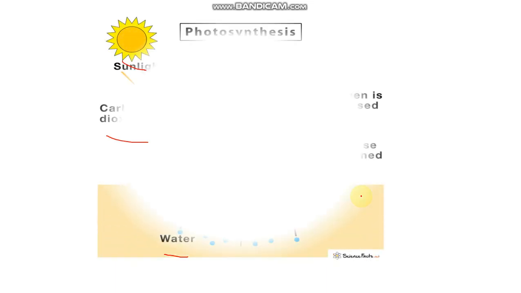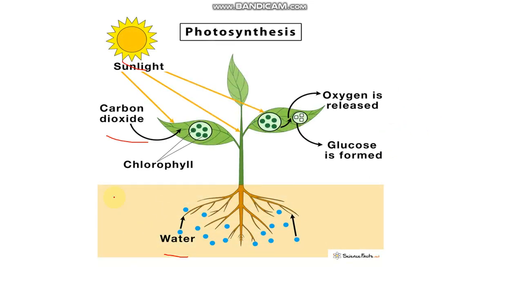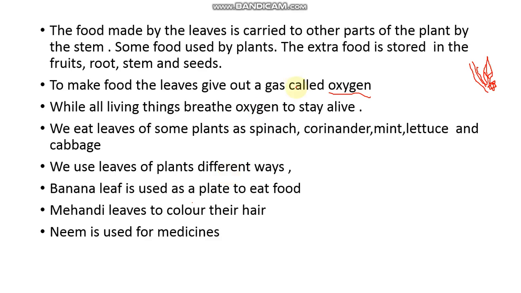Okay, students, this is a picture of photosynthesis. What is required? Carbon dioxide, sunlight and water. These are the main things to prepare food for the plant. The food made in the leaves is carried to other parts of the plant through the stems. Some of the food is used by the plant, and the extra food is stored in the fruit, roots, stems and seeds.